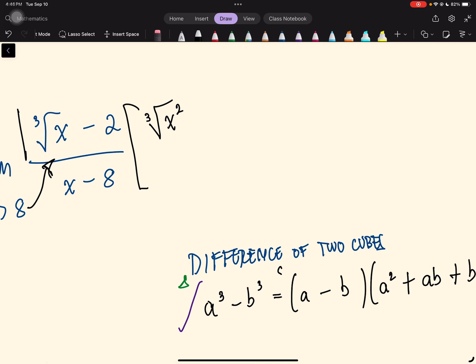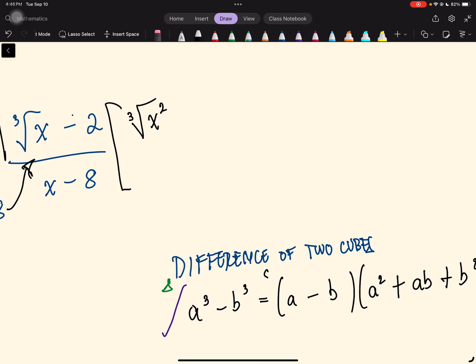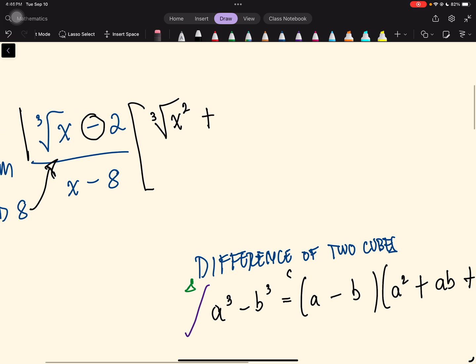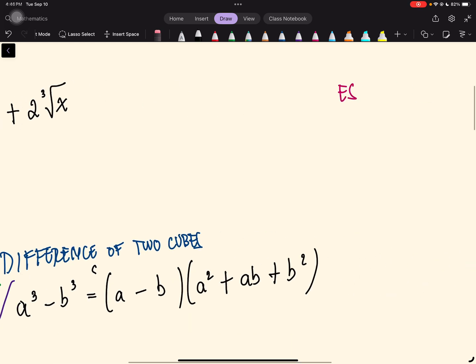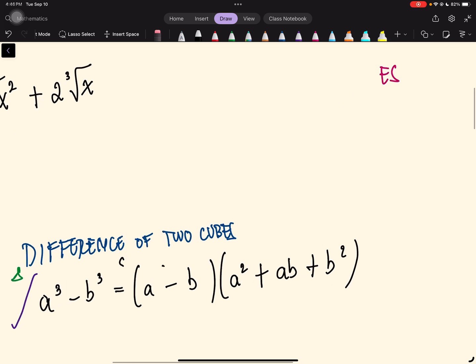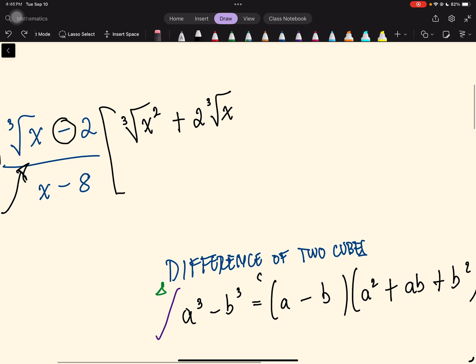Okay? What's the next pattern? You see the negative here, you make it positive. Okay? The opposite. And then you take the product of the two. So basically, that's just 2 times the cube root of x. And what's the last pattern? You just square this final term here. So negative 2 squared, that's plus 4.